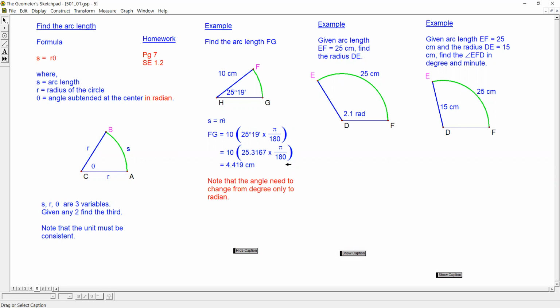Now, if your answer has all those funny symbols there, try to click on the DMS button. So you will get 4.419, right? Sometimes the calculator is very stupid. It doesn't know that your answer is in centimeters, so it also converts into radian for you. If that is the case, you just press the DMS button, get the number, and write it down in your answer here, right?